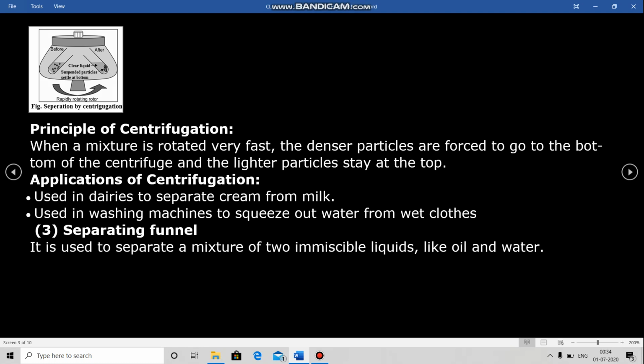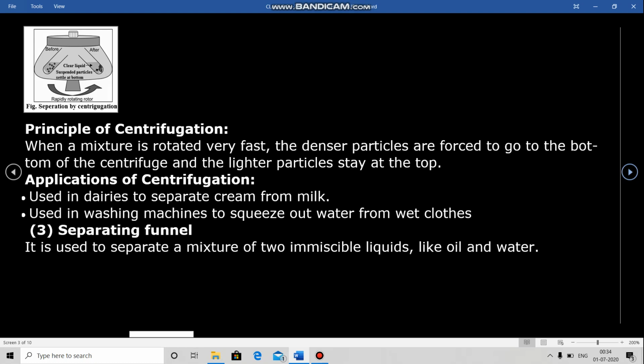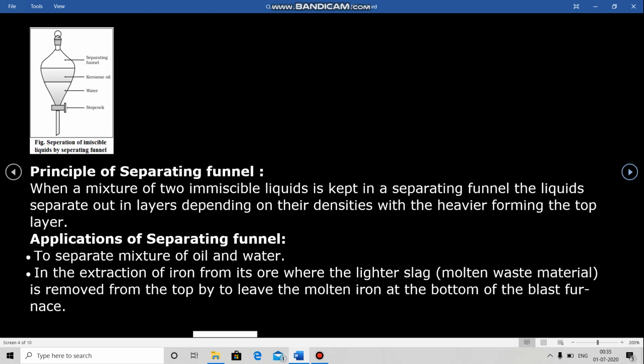Okay, the next technique is the separating funnel. It is used to separate a mixture of two immiscible liquids. What is the meaning of immiscible liquids? My dear students, immiscible liquids mean liquids which do not mix with each other, like oil and water. You can easily perform this experiment at home. Just add a few drops of oil in water. You will see that the oil and water do not mix together.